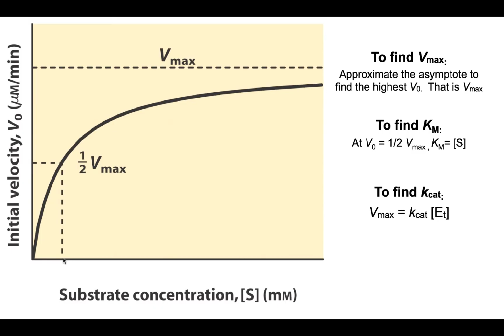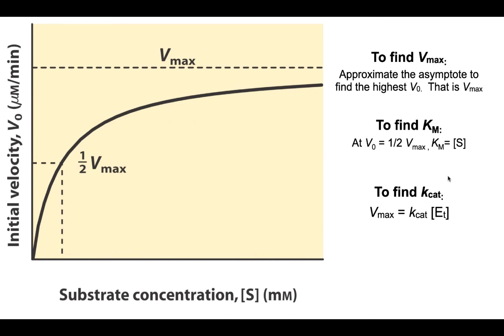So that is the Km. The Km is equal to the substrate concentration when the initial velocity is 1/2 the Vmax. Got it? All right, finally, kcat is something you have to derive after figuring out the Vmax.